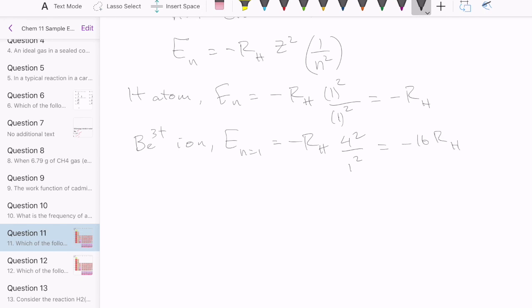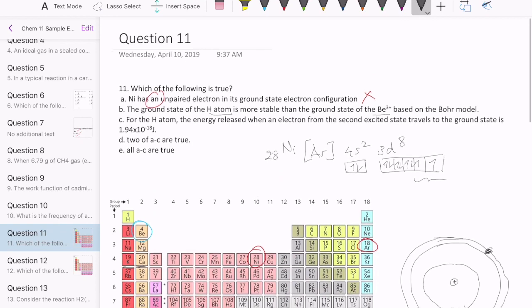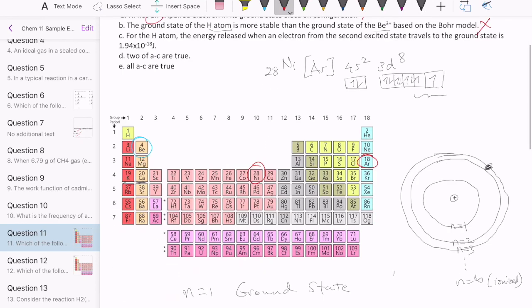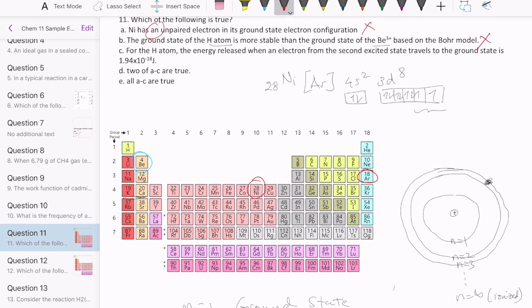Okay, so then the question is which one is more stable given these numbers? Well, remember that you can look at an energy diagram, and one of them has a value of negative RH, and the other one has a value of way lower than that, which is negative 16 RH. The way we refer to something being more stable is if it's lower in energy. So that one would be the more stable one. And so that means that beryllium 3 plus is the more stable species. The option that's given to us says that hydrogen is more stable, so that's wrong, because actually beryllium is more stable. Let's take a look at the third one.